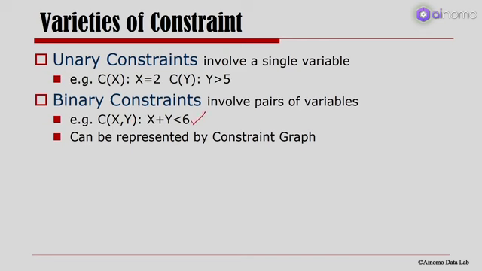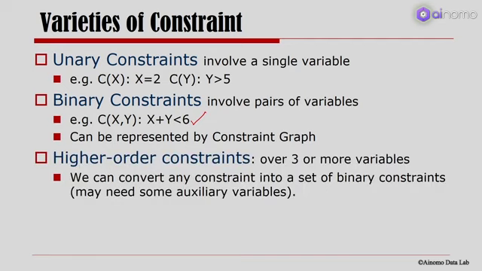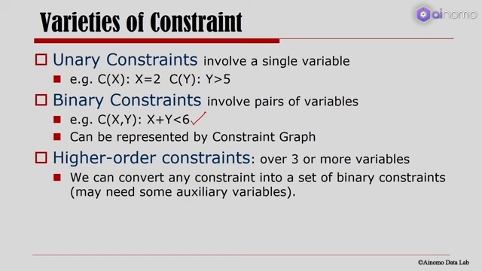Binary constraints can be represented by a constraint graph. Then we could have higher order constraints, constraints over 3 or more variables. Now it is interesting to note that we can convert any constraint into a set of binary constraints. They may need some auxiliary variables to be introduced.